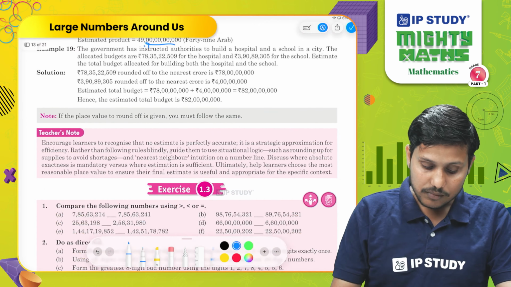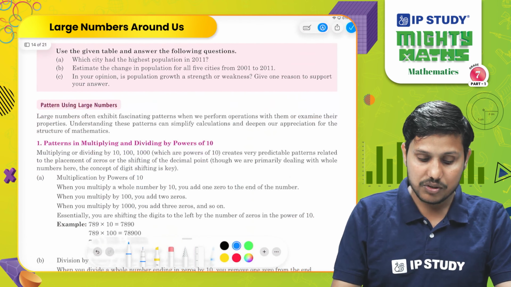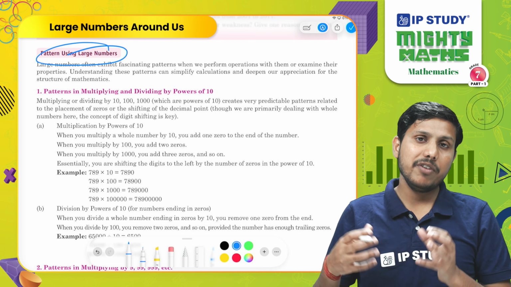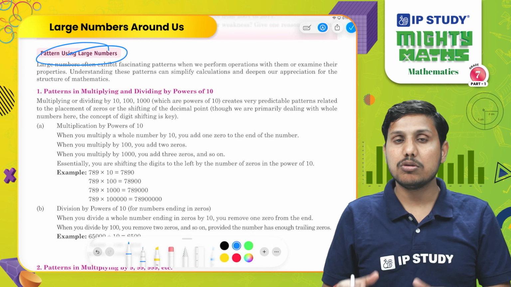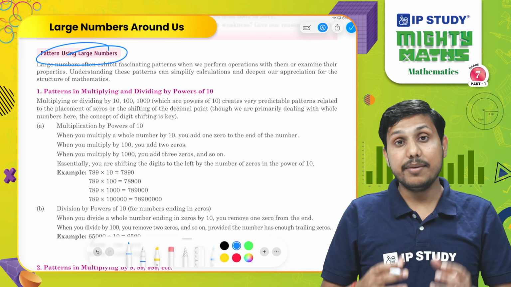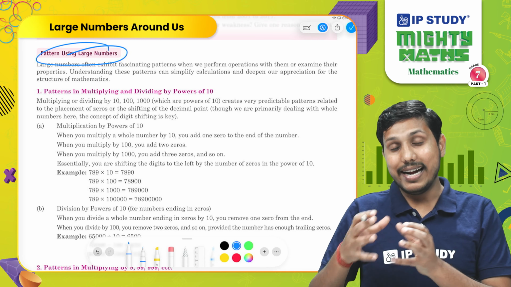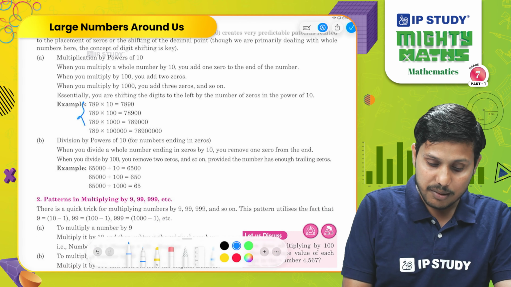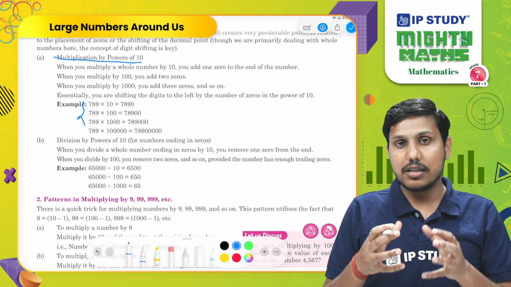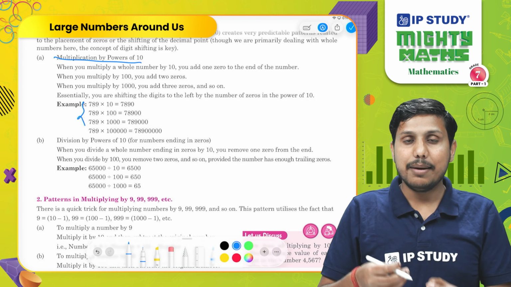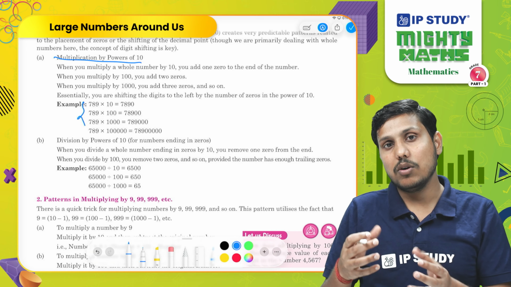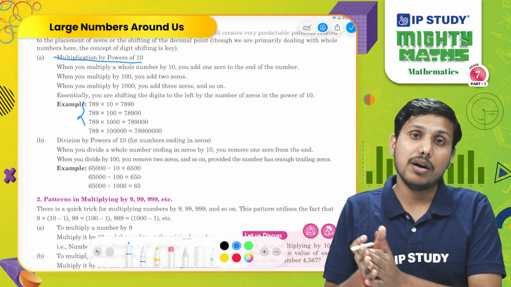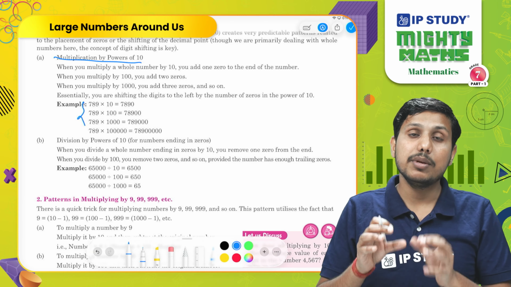Okay. Now moving to the next part, which is patterns using large numbers. So we know that numbers generally form various types of patterns, and this rule is also valid for large numbers. Numbers can be multiplied or added in a certain pattern to get a large number. Like there is a rule which says multiplication by powers of 10. Each time you multiply a number by powers of 10, like 10, 100, 1000, 10,000, we can directly append as many zeros as there are in the power of 10 to the number, which will be the result of their product.